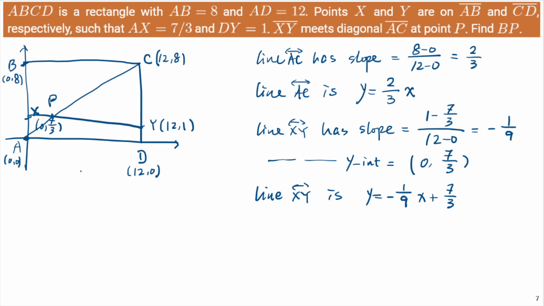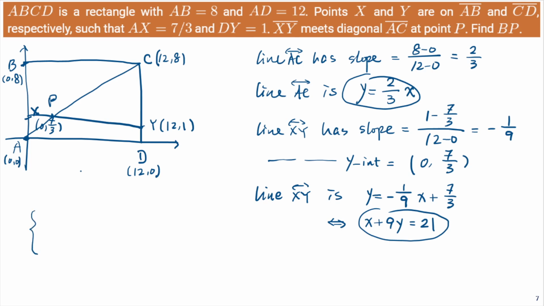Rearranging this equation gives us x plus 9y equals 21. So this is the equation of line AC, this is the equation of line XY. P is the intersection point of the two graphs. So we could combine these two equations: y equals 3/2 x, then x plus 9y equals 21. This can help us to solve x and y, right? Which is x equals 3 and y equals 2.